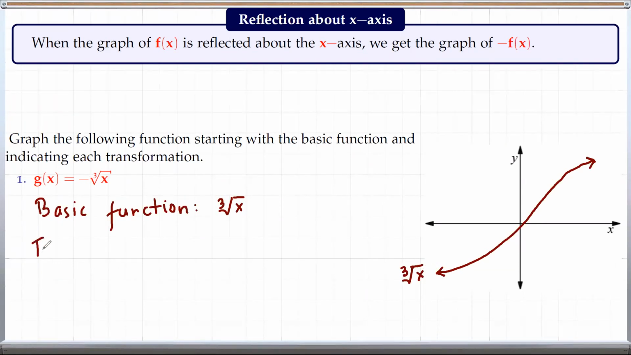Now let's identify all the transformations involved here. The only transformation I see is because of that negative in the front, which will reflect the graph of f about the x-axis when you have negative in the front.